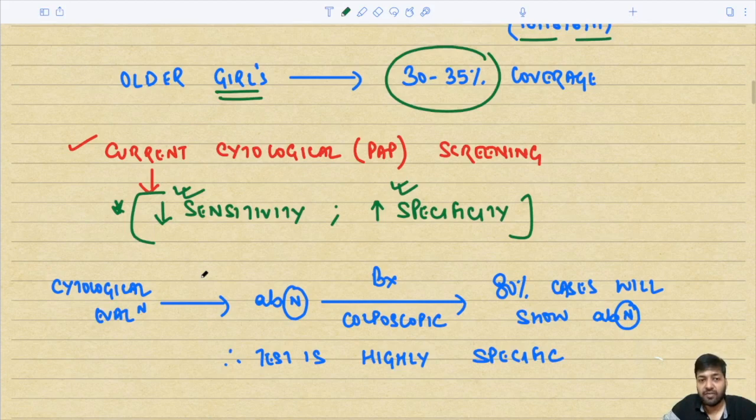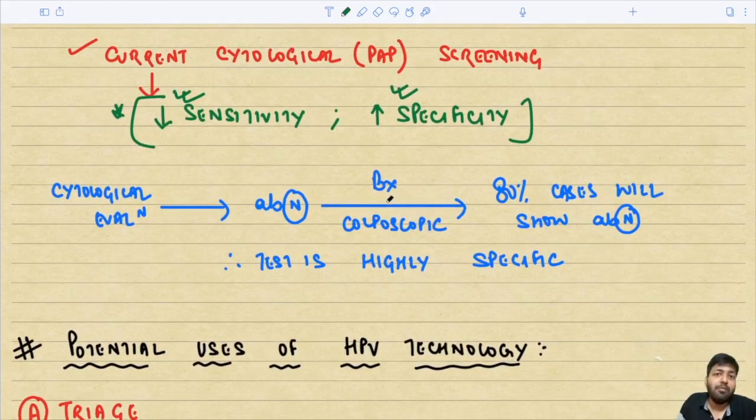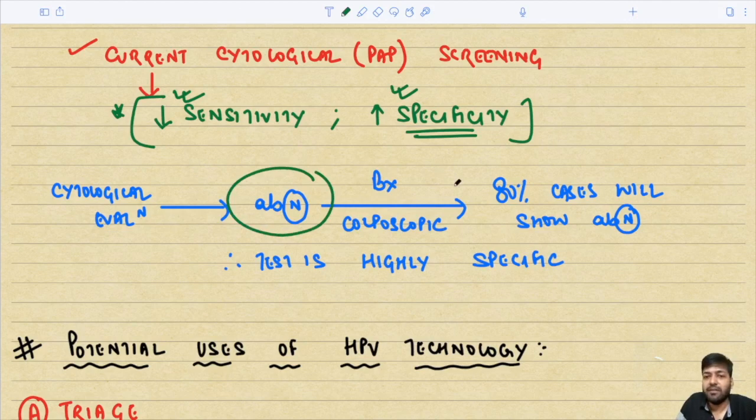The current cytological screening process that we have in place, the good thing is that it is highly specific, but the sensitivity is quite low. What do we mean by highly specific? It means that if on cytological evaluation you get an abnormal smear, and that is followed by a biopsy or colposcopy, then 80% of cases will show abnormality. Therefore, the test is highly specific.